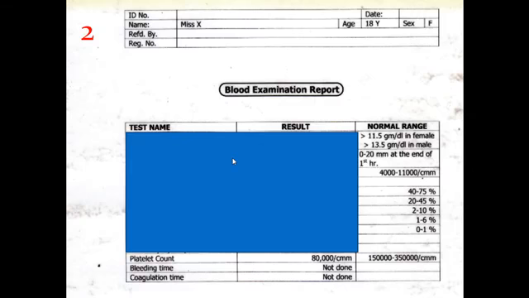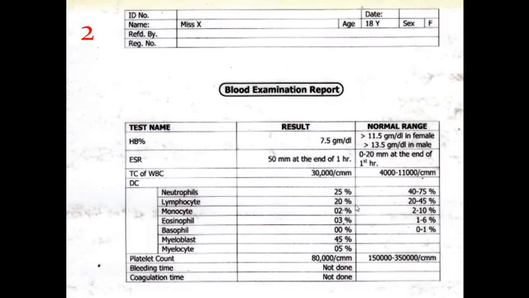This is the second scenario, second report. Miss X, female, 18 years. 80,000 platelet count. So this may be a case of ITP. Look towards here.